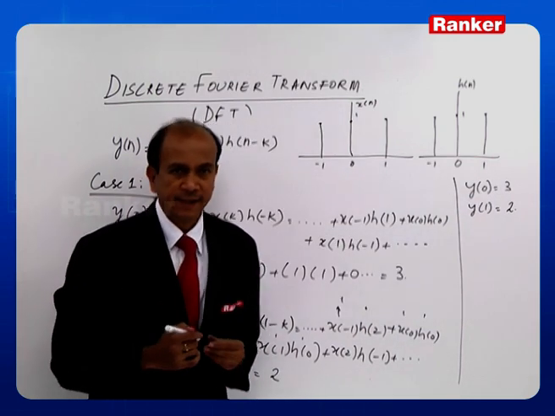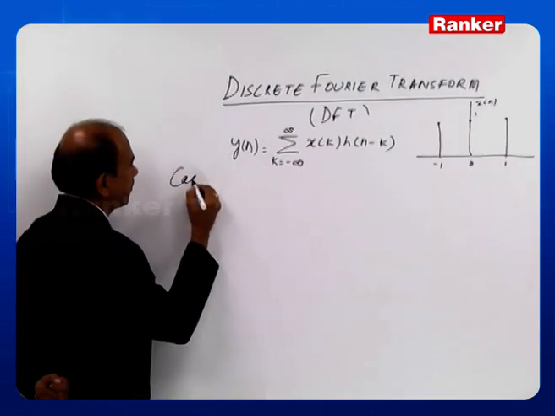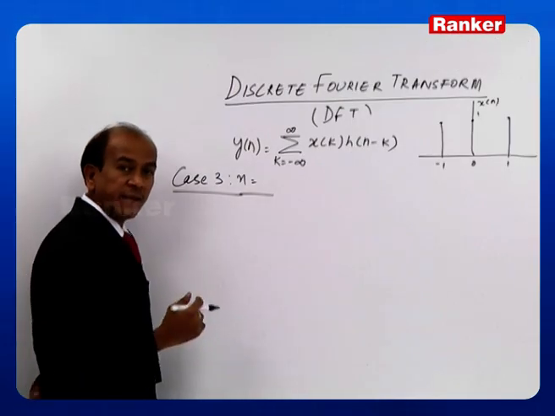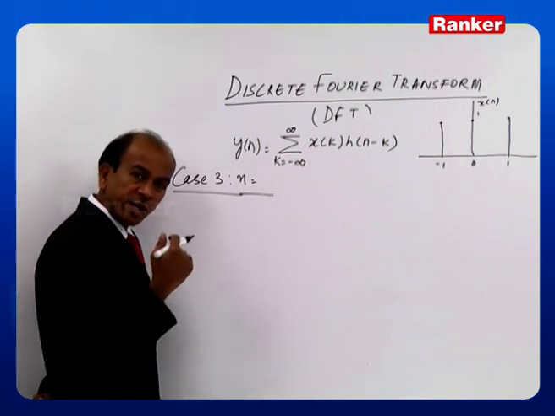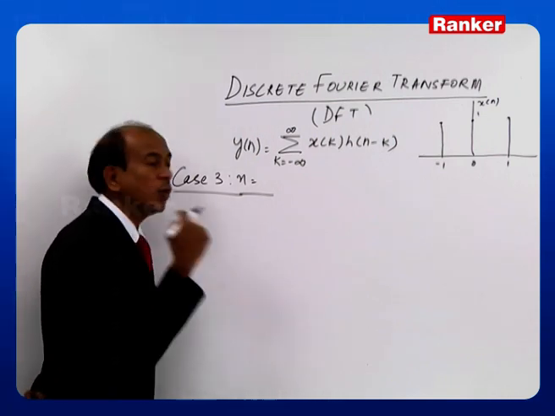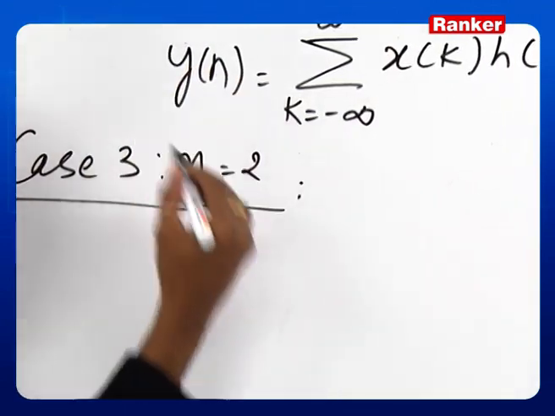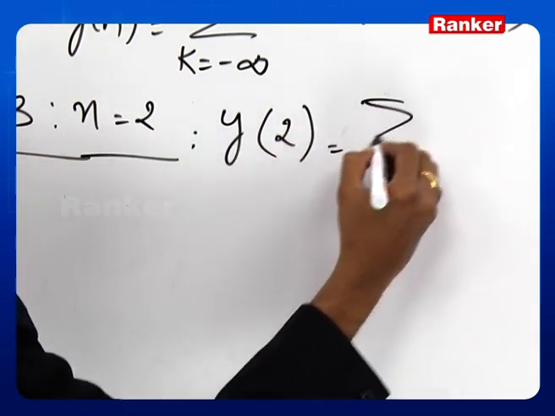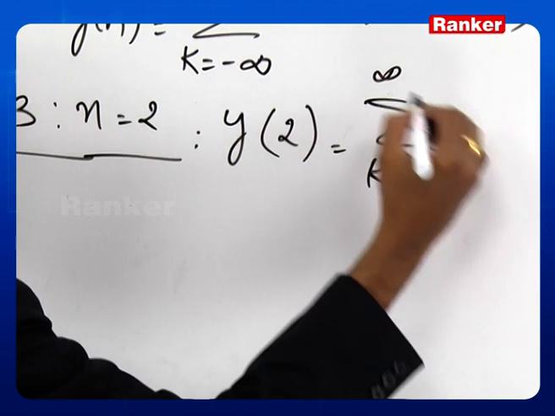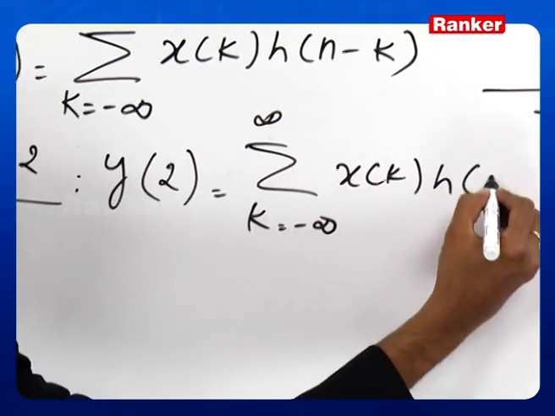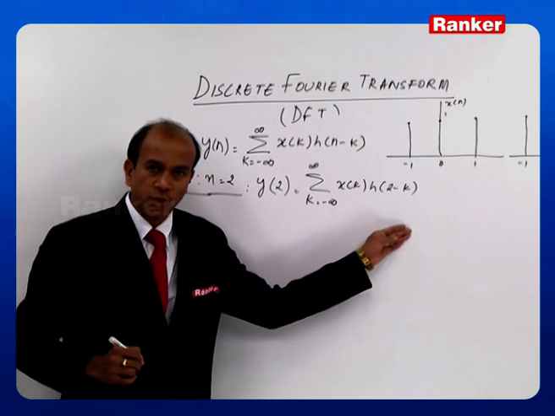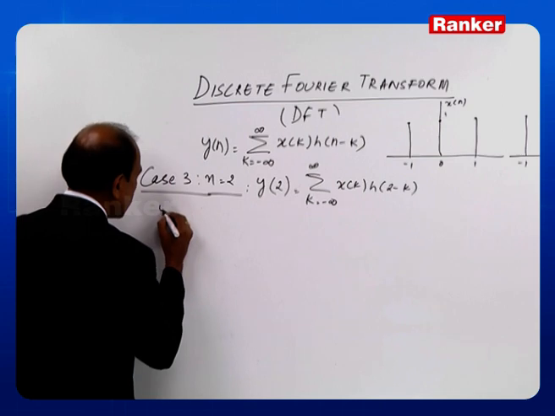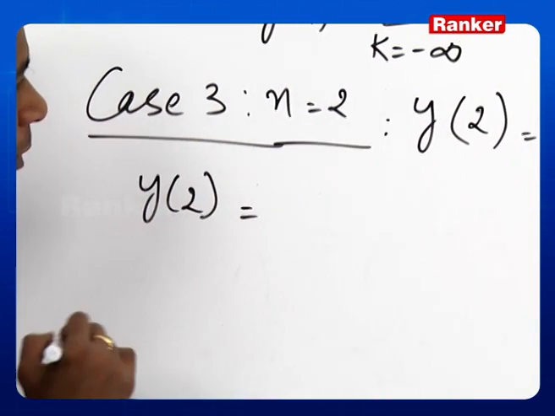Let us take this third case. So, let us take case 3. What is case 3 for us? We have taken case 1, n is equal to 0, case 2 we have taken n is equal to 1. Now, case 3 will take n is equal to 2. So, let us put this here. So, what I will get is, now it will be y of 2, that will be equal to the summation over k from minus infinity to plus infinity of x of k h of 2 minus k. This is our general formula. From this, let us calculate. So, therefore, y of 2 for us is equal to summation.